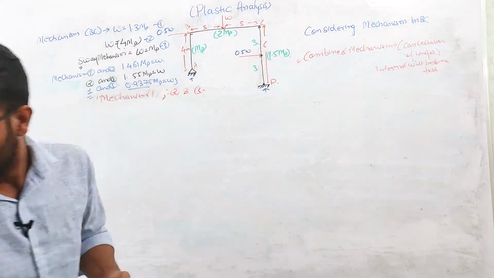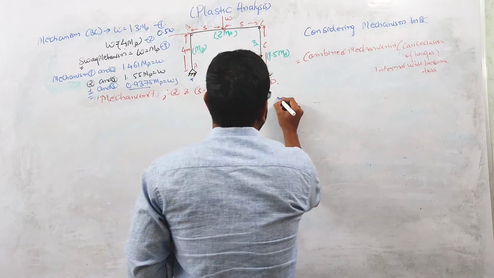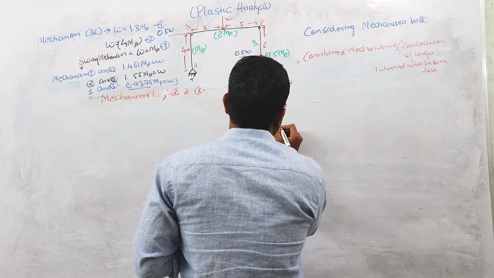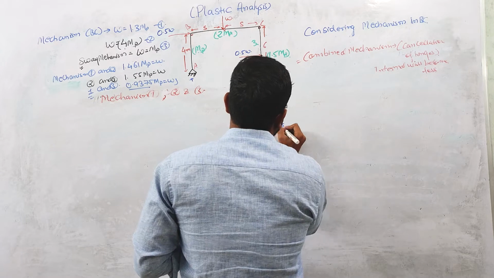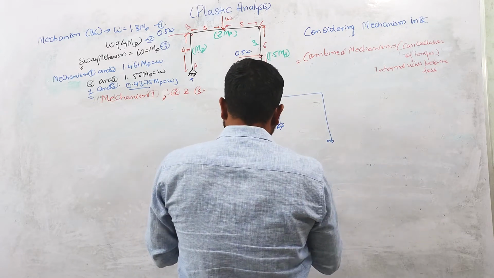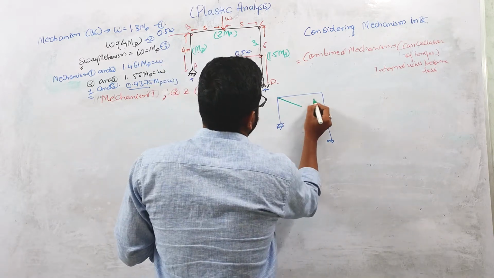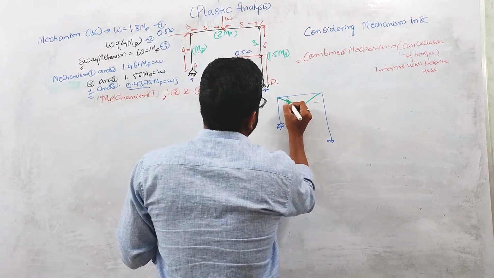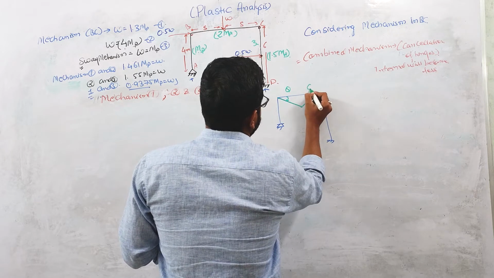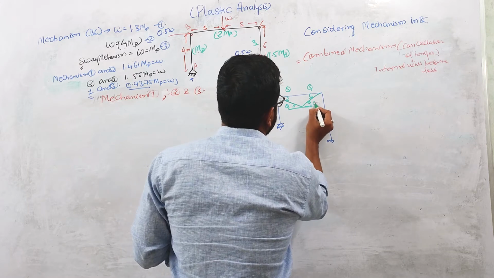So now let us first draw mechanism 1, which was the beam mechanism. In the beam mechanism, the plastic deformations were looking like this. This is theta, this is theta, and this is theta.